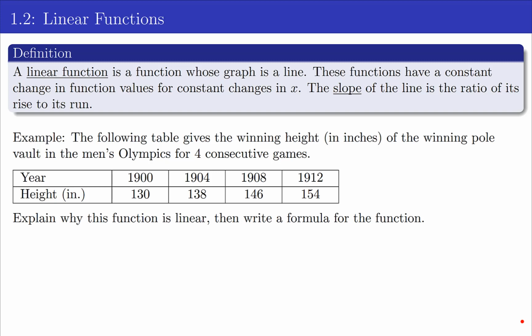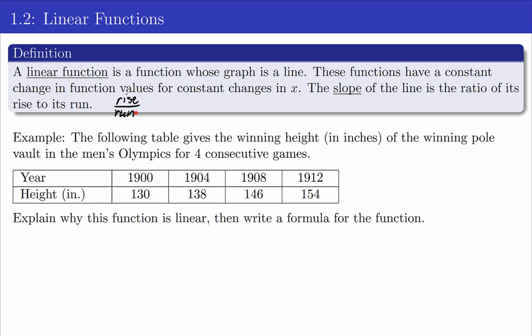These functions have a constant change in function value for a constant change in x. We often associate that with the word slope, or the steepness of the line. The slope of the line is a ratio of the rise to its run, but a lot of times you'll see it written this way: rise over run. And again, that value is constant, no matter what values of x you're dealing with.